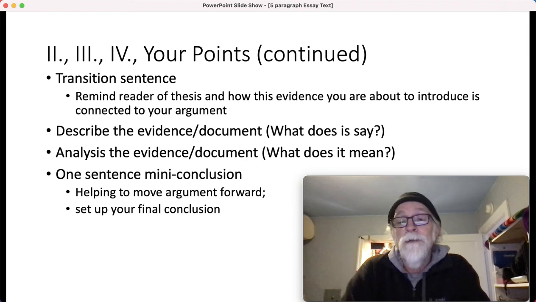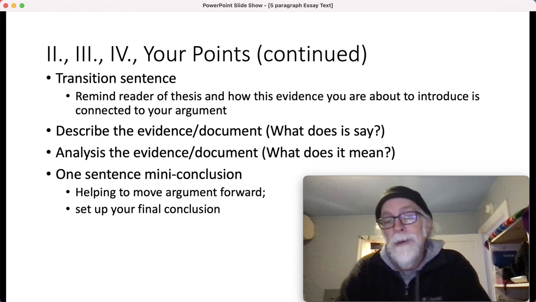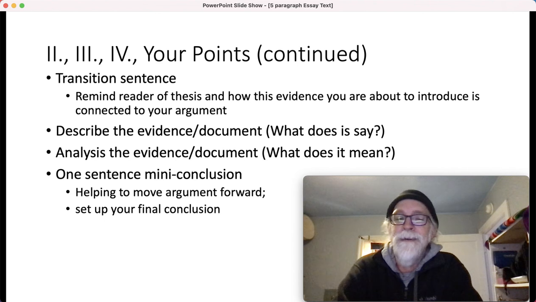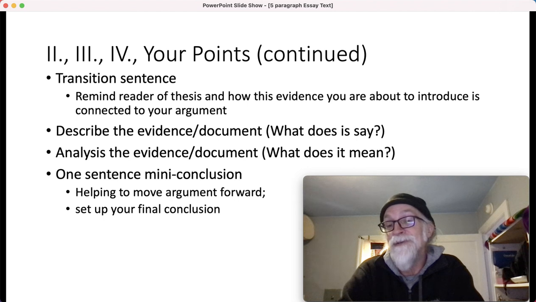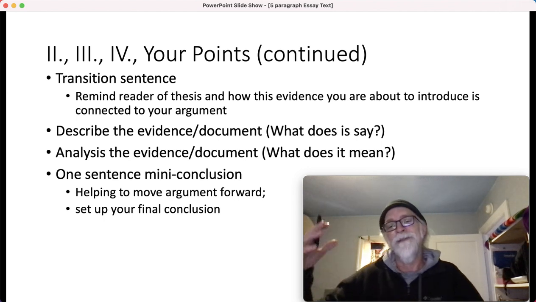And then at the end of each of your points, you probably need some kind of one sentence mini conclusion that helps you move the argument forward. And frankly, they set up your final conclusion. I'm a huge fan of ending every paragraph with some kind of mini conclusion and then seeing if I can get any mileage out of cutting all those mini conclusions out, pasting them at the end, and then merging them into some kind of grander conclusion.